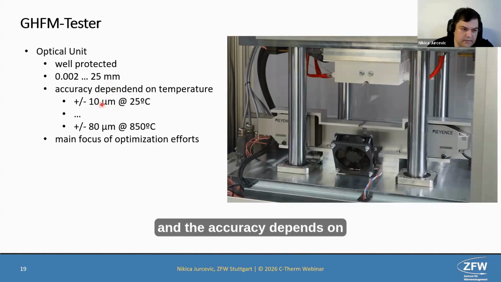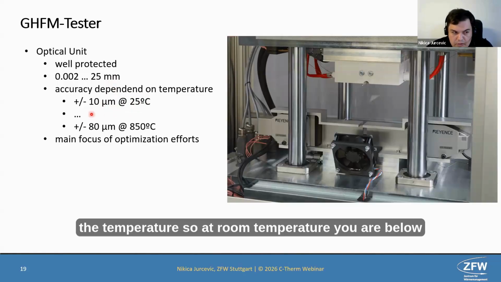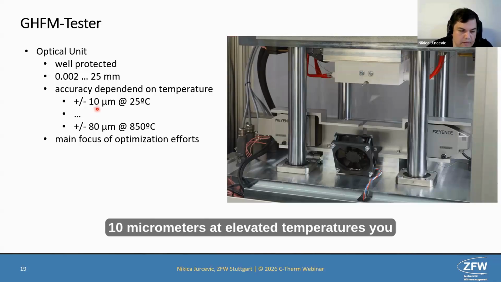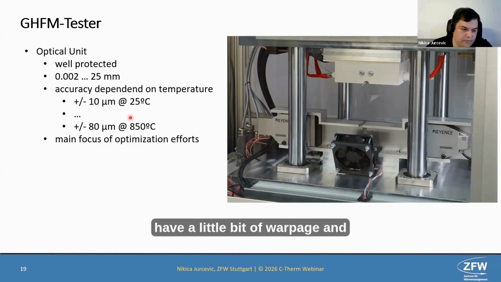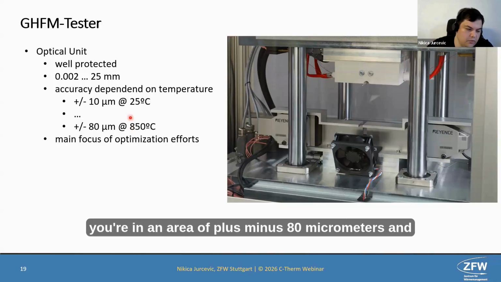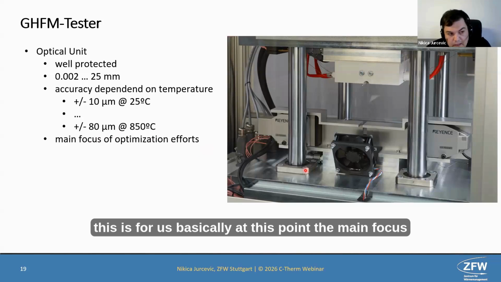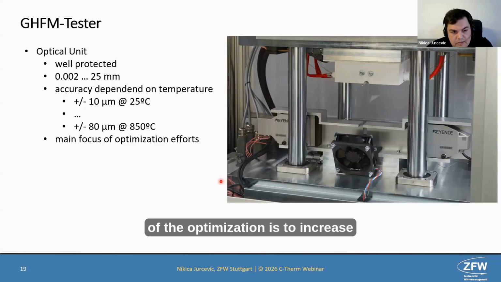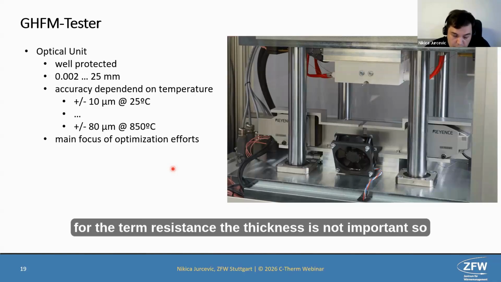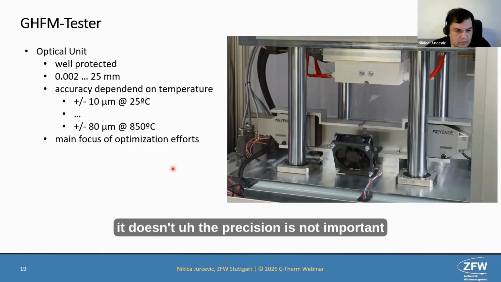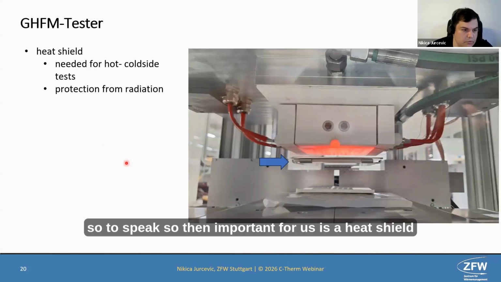The accuracy depends on the temperature. At room temperature, you are below 10 micrometers. At elevated temperatures, you have a little bit of warpage, and you're in an area of plus minus 80 micrometers. This is basically, at this point, the main focus of our optimization: to increase the accuracy of the thickness measurement. For the thermal resistance, the thickness is not important, so the precision is not important, so to speak.